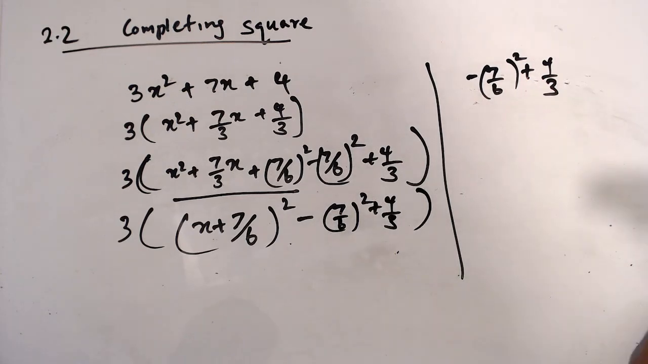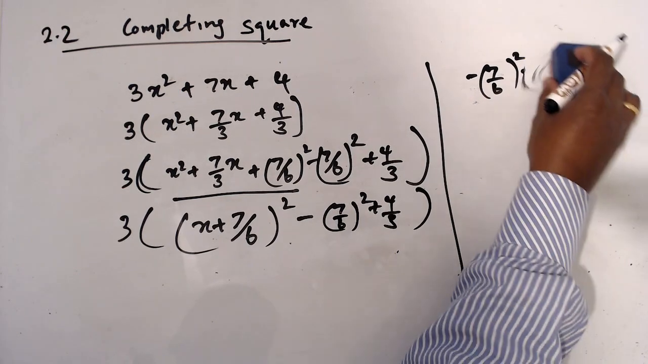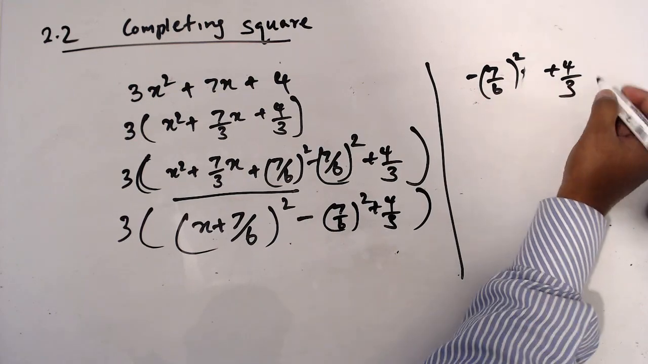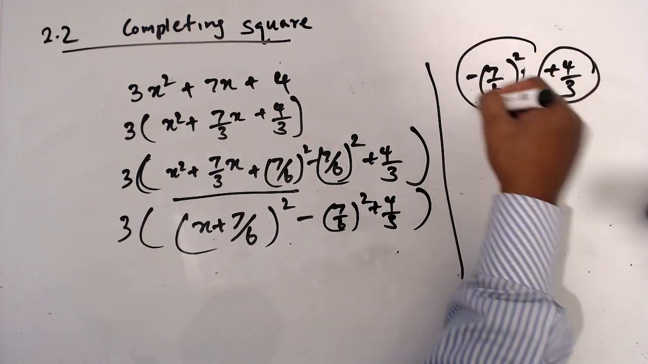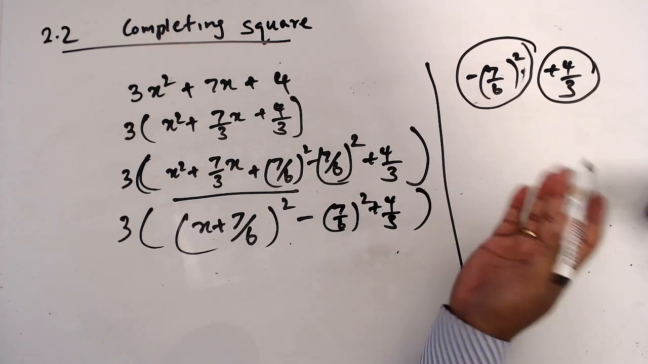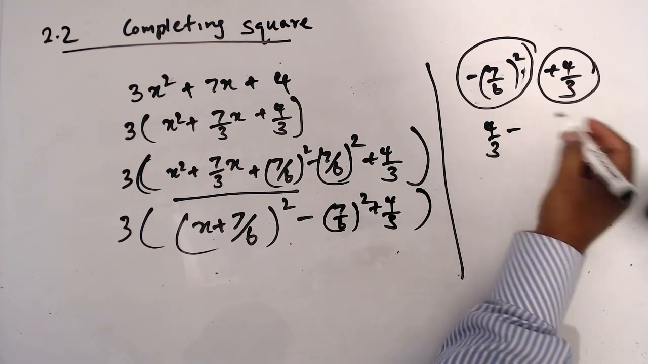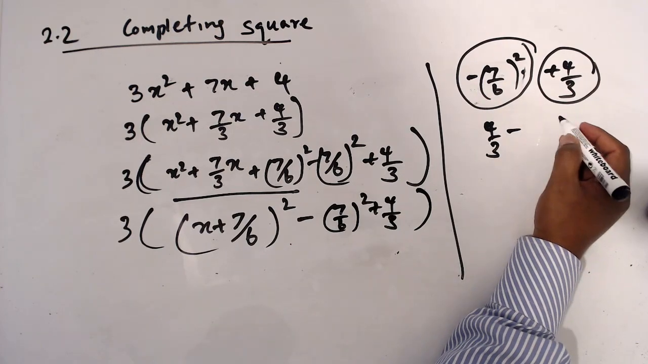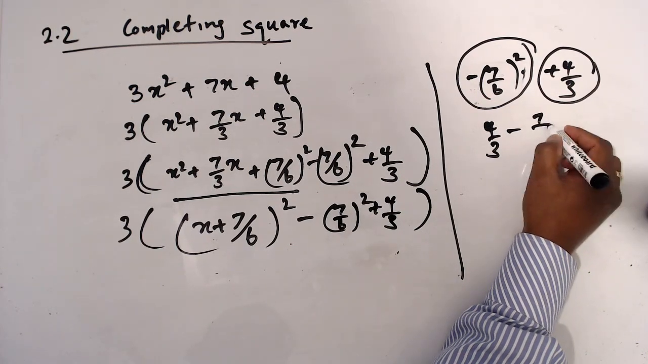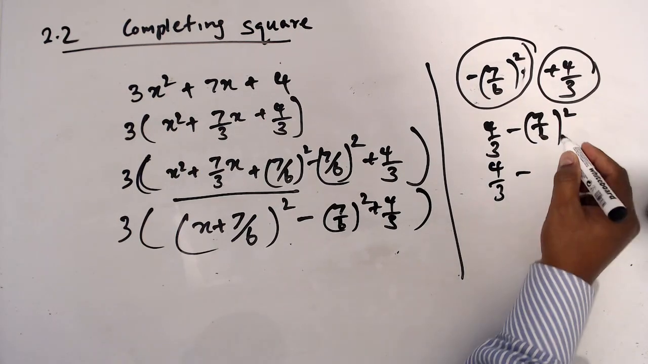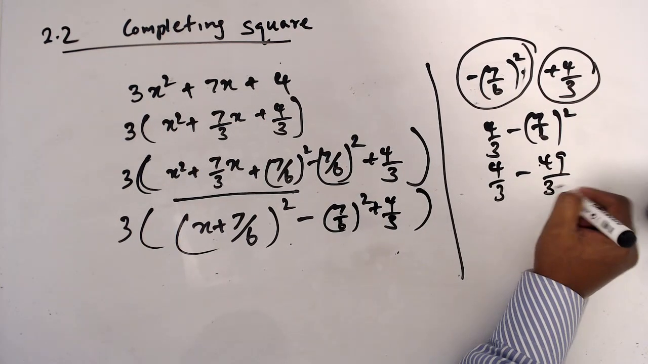Right? I can clearly see, plus 4 over 3. So this is 2. If you have a confusion, just change it: positive value here, negative value here, which I don't recommend, but you can do this one. 7 over 6 square. So then 4 over 3, this is 49 over 36.